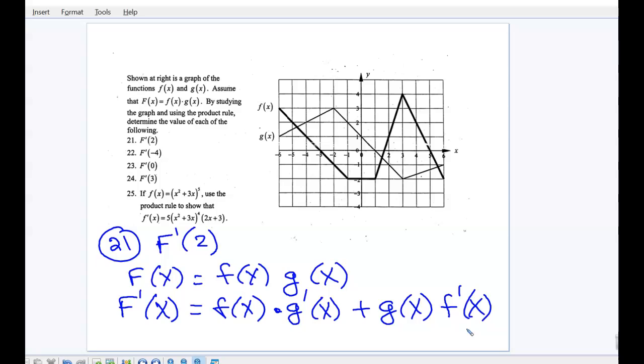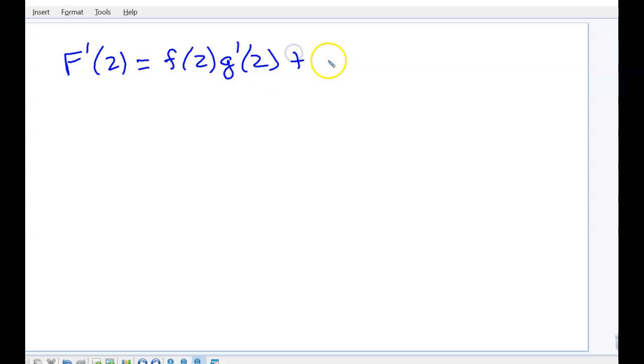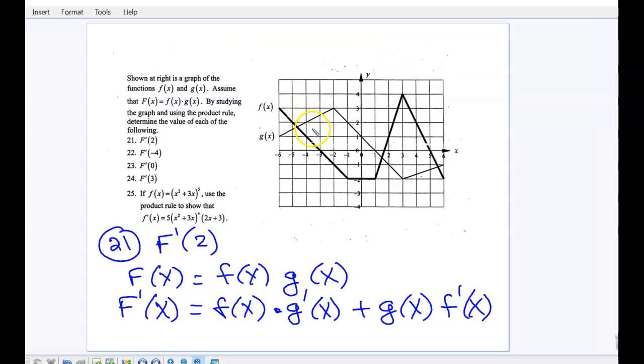So now I'm looking to evaluate this when x is 2. So I'm going to plug 2 in for x. So it's going to be f of 2 times g prime of 2 plus g of 2 times f prime of 2. Now to evaluate these, we're going to use our graph. So remember, f of 2, g of 2 are just the y coordinates when x is 2, and g prime of 2 and f prime of 2, those are the slopes of the tangent lines at 2 in those particular graphs. So f of 2, again, f is the darker graph.